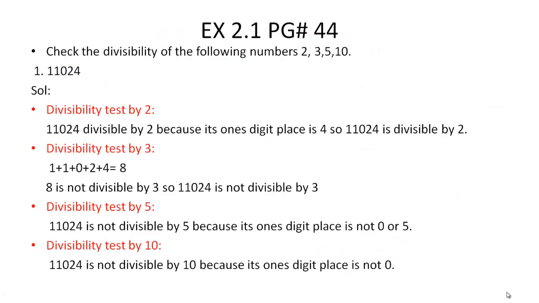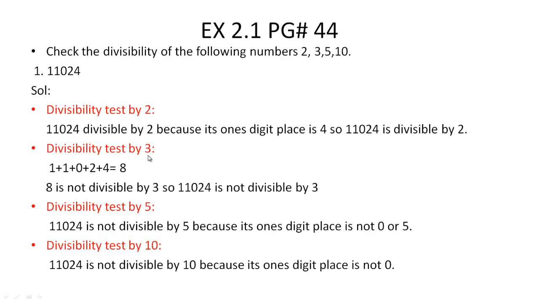Now we start our exercise 2.1, page number 44. Check the divisibility of the following numbers by 2, 3, 5, 10. Question number 1, 11,024. First rule is the divisibility test by 2. All numbers whose ones digit is 0, 2, 4, 6, 8 are exactly divisible by 2. 11,024 is divisible by 2 because its ones digit is 4, so 11,024 is divisible by 2.